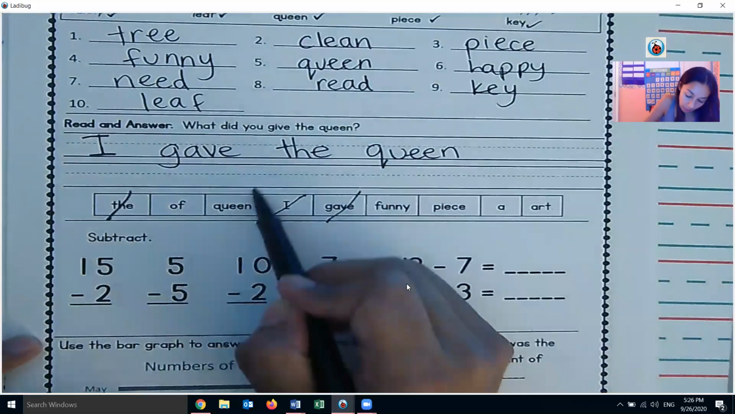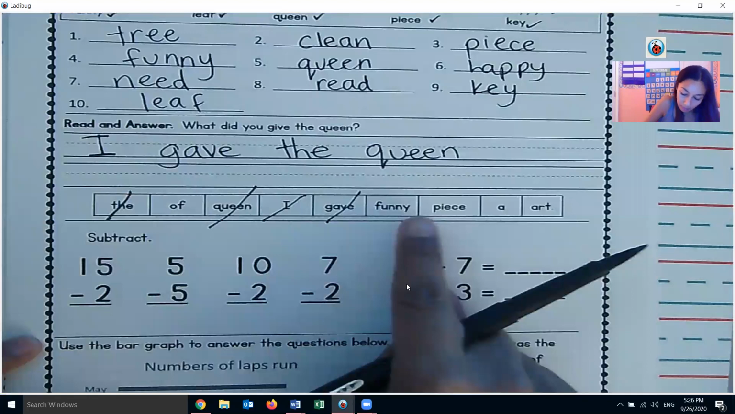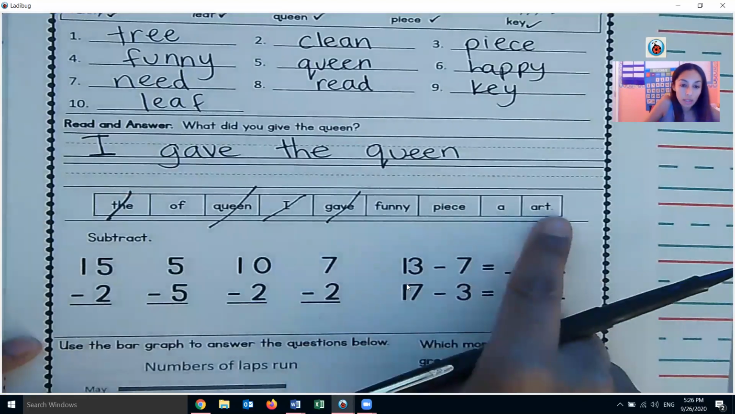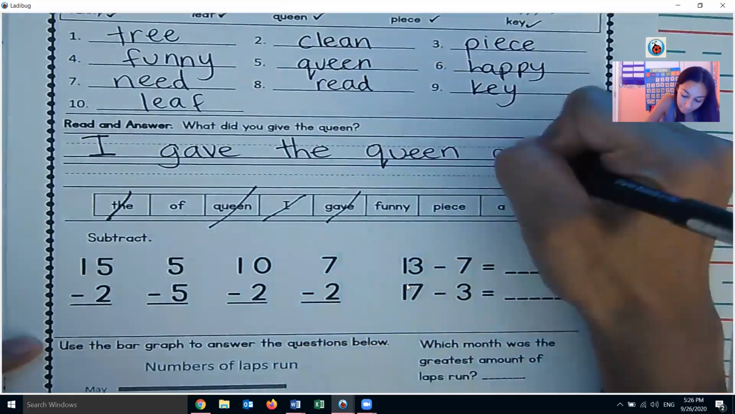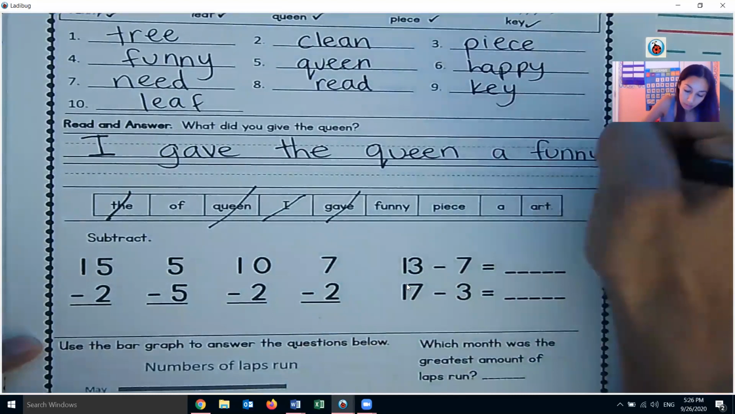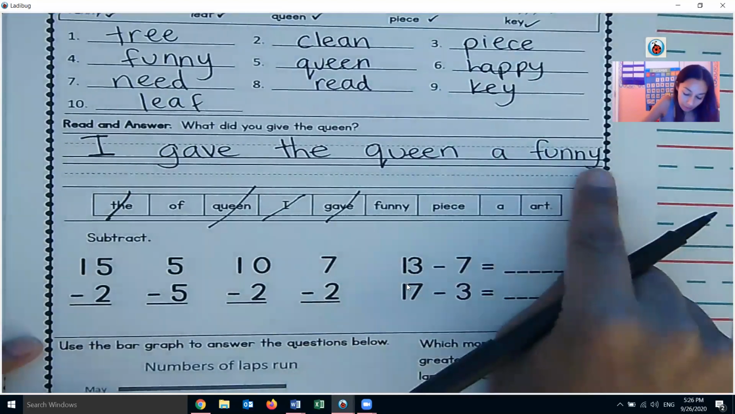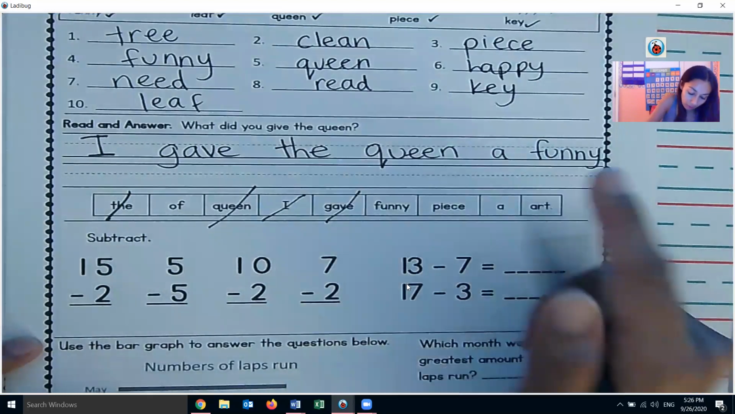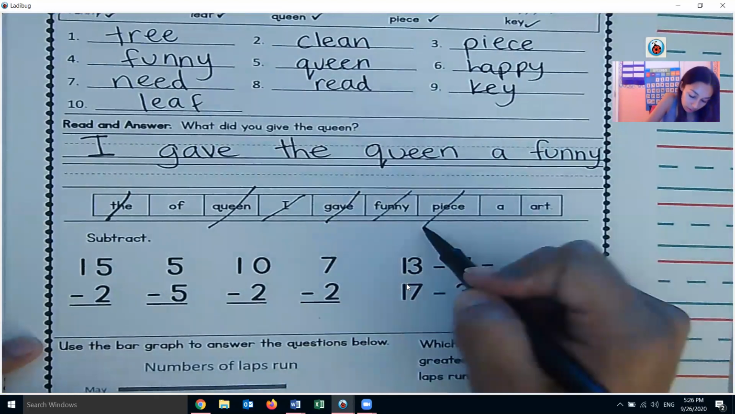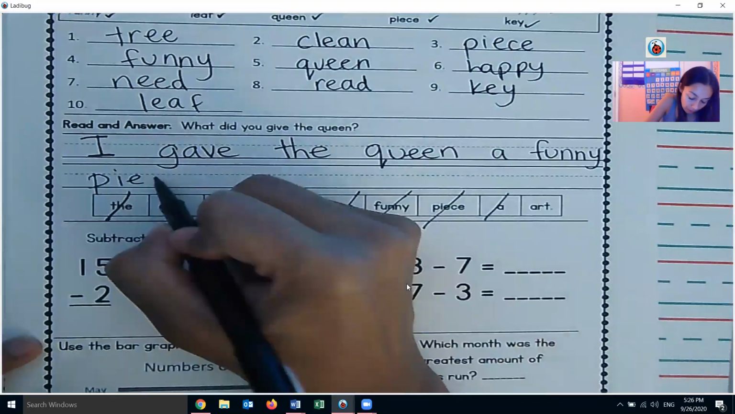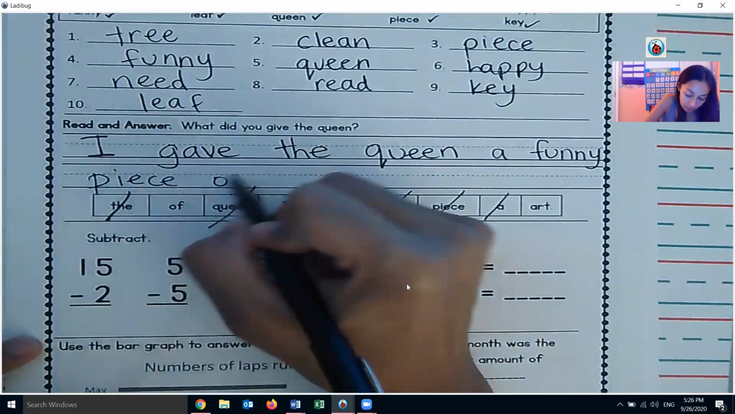So it says of funny piece a art. So now I can kind of unjumble those words. I gave the queen maybe a funny, another spelling word with just Y, funny. That Y makes the E sound. Funny piece of art. Oh, and we got our A here. Piece of art, period.